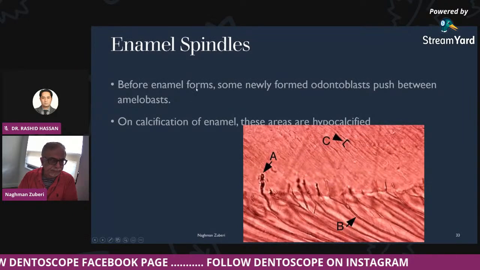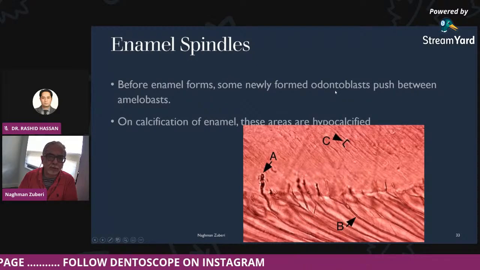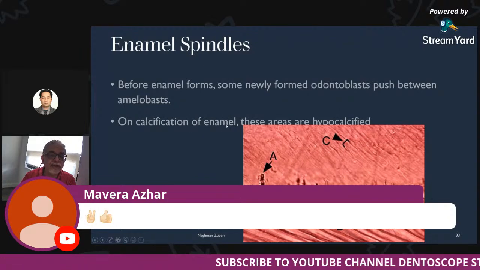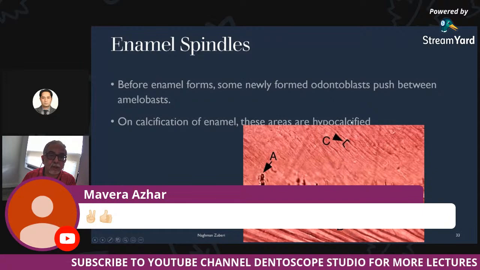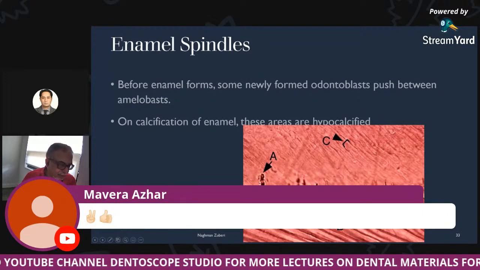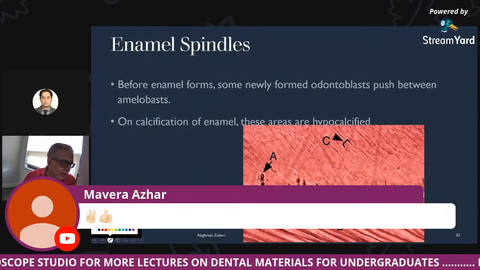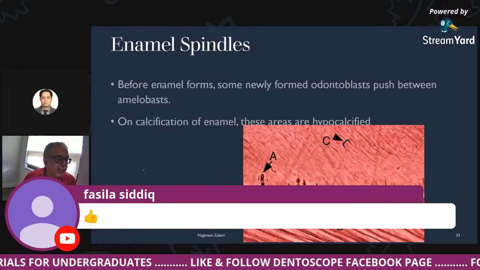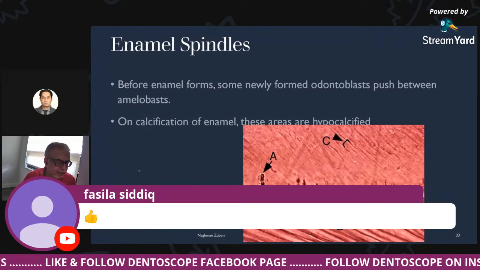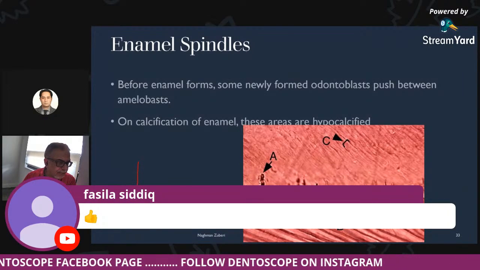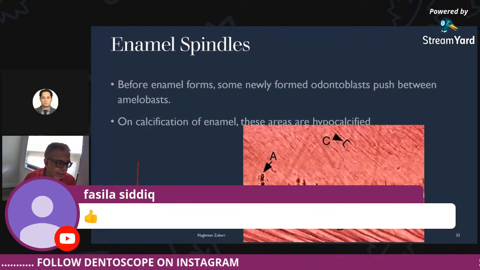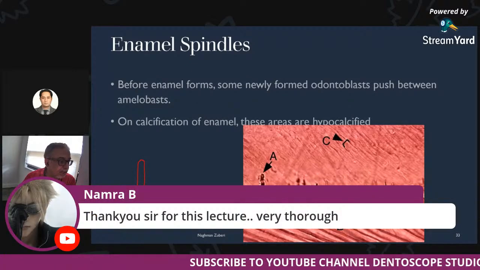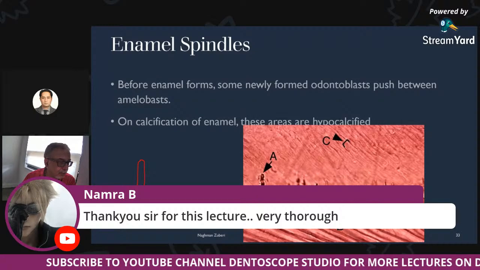Enamel spindles. Before enamel forms, some newly formed odontoblasts are being pushed between the ameloblasts. Upon calcification of enamel, these areas are also hypocalcified. Now, over here, we need to know a very important point. First of all, keep in mind that once the ameloblasts are differentiated, then they differentiate the odontoblasts.